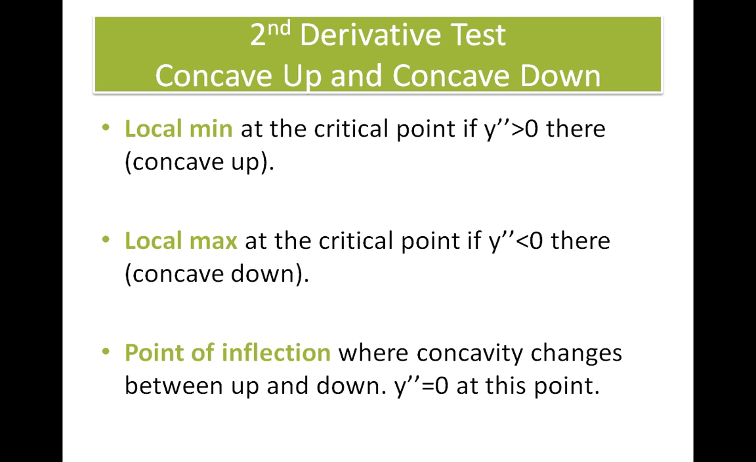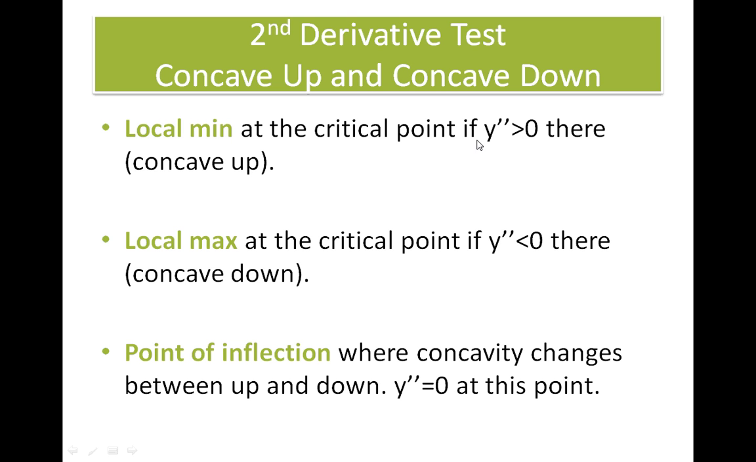If you already kind of know that these critical values are places for mins or maxes, the idea here is that if your critical point is on a section that's concave down, it must be a maximum. And if your critical point is on a section of the curve that's concave up, it must be a minimum. And the concavity is determined by the second derivative.